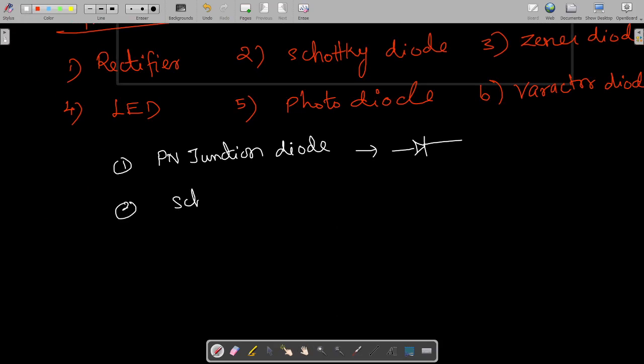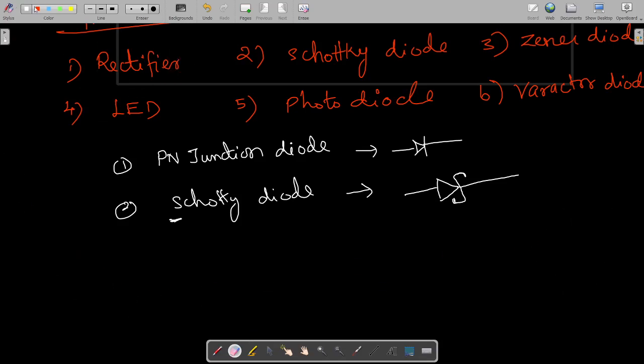When you go for the Schottky diode, for that the symbol has the anode as such, but the cathode comes with a bent shape like this. By seeing the cathode itself, you can identify it. You have the shape like this, isn't it? That's why it is the Schottky type.